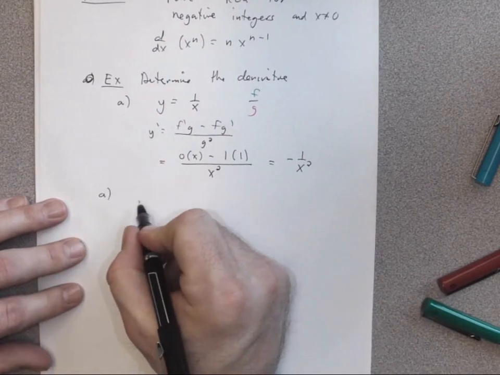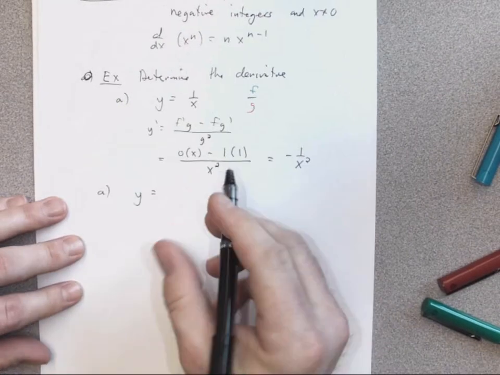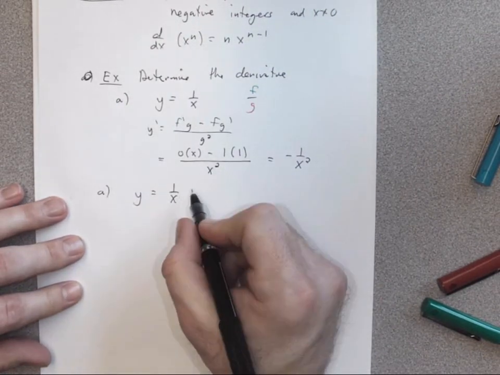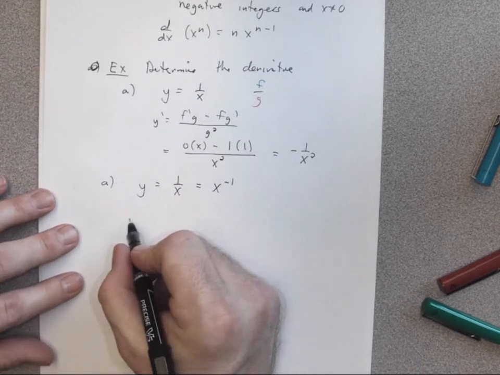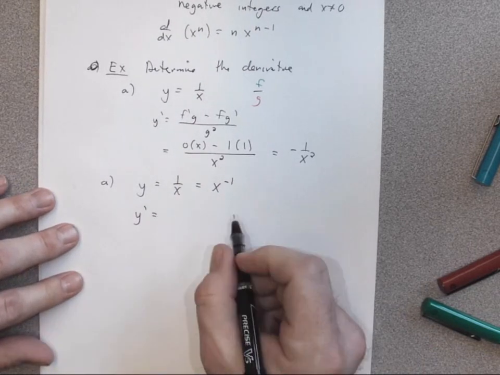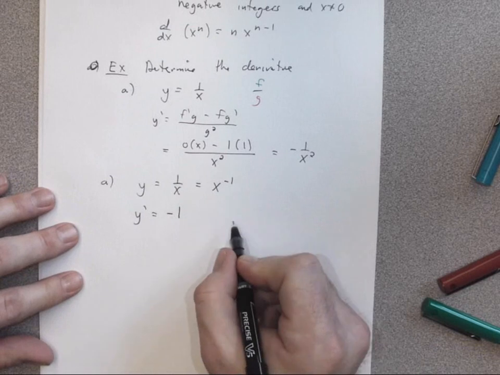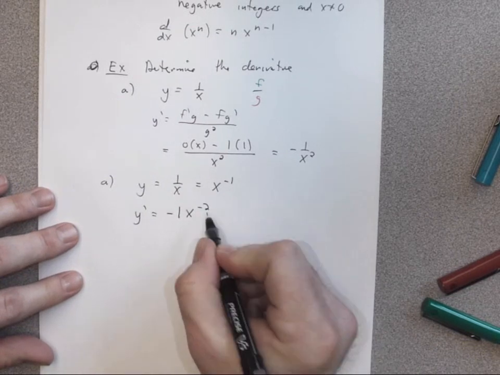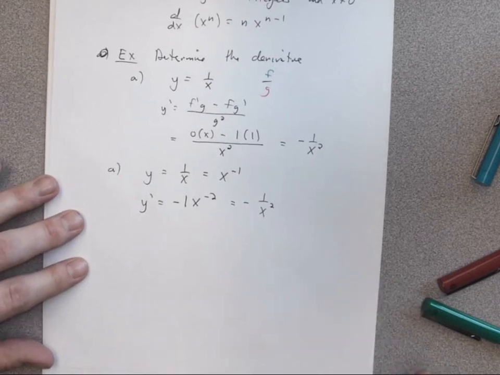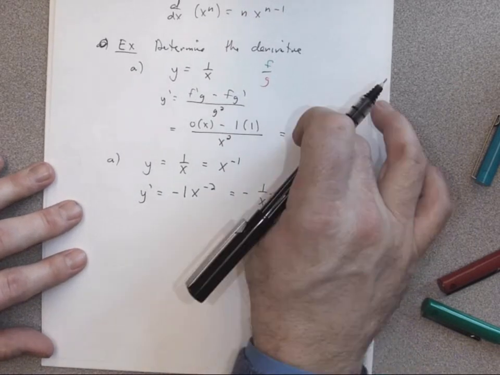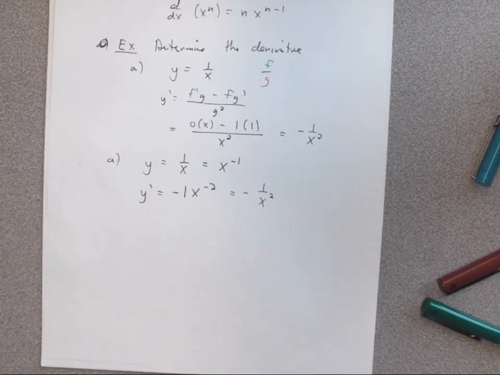Now we're going to do a again, but we're going to do it using the power rule. Well, 1 over x is the same thing as x to the negative 1. So that means y prime is going to be equal to that negative 1 is going to go in front, and that power is going to reduce by 1. So this is the same thing as negative 1 over x squared. So just to show you that power rule still works, even if the power is negative.